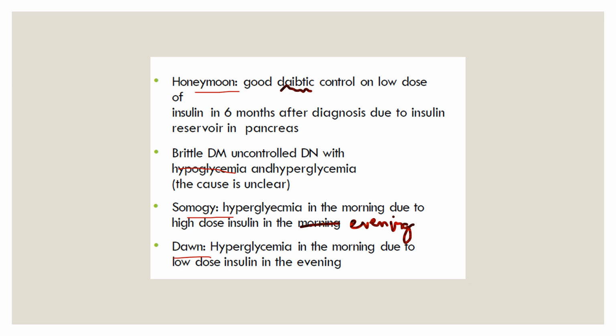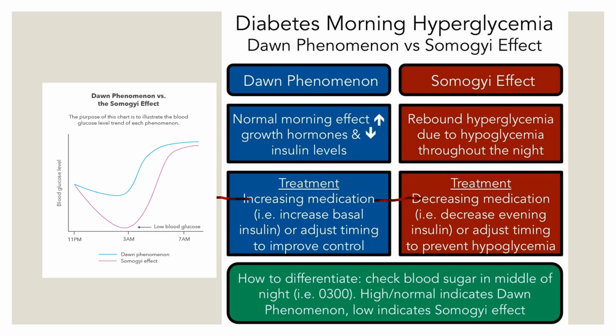What about Dawn phenomenon? Dawn phenomenon is hyperglycemia in the morning due to a low dose of insulin in the evening. Okay, so how do you differentiate? You can check a 3 a.m. level. If the 3 a.m. level is very low, it is the Somogyi effect. If the 3 a.m. level is normal or higher, that is Dawn phenomenon. The normal morning effect is increased growth hormone and decreased insulin level. But in Somogyi, there is a rebound hyperglycemia due to hypoglycemia throughout the night.